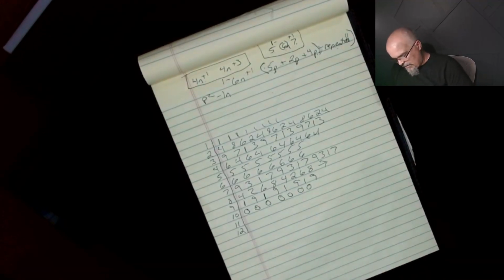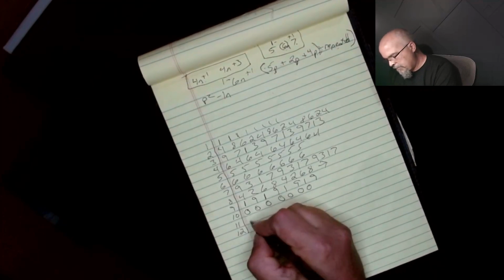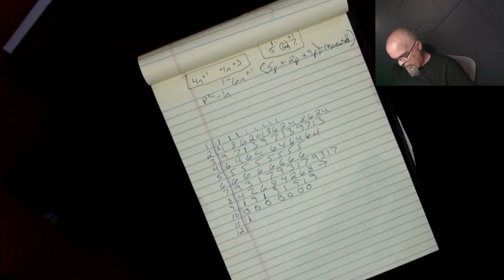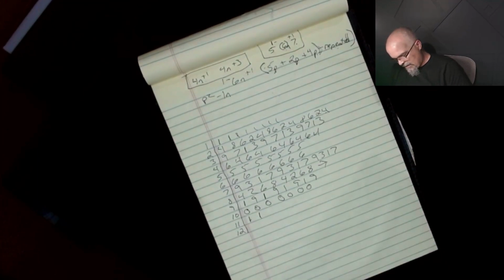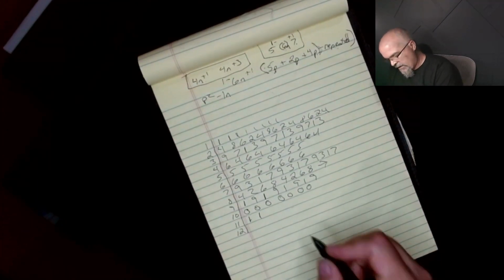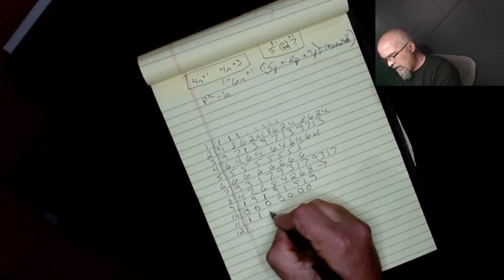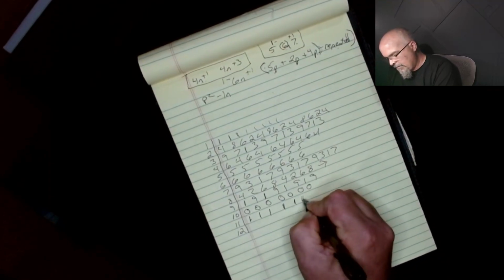11, let's do it. 11 times 11 equals 121. Times 11 equals 1,331. Times 11 equals 14,641. So you see these all end in 1.